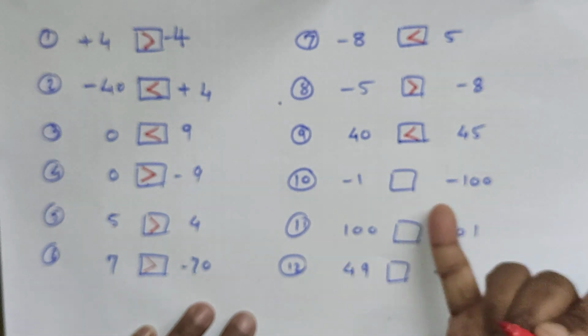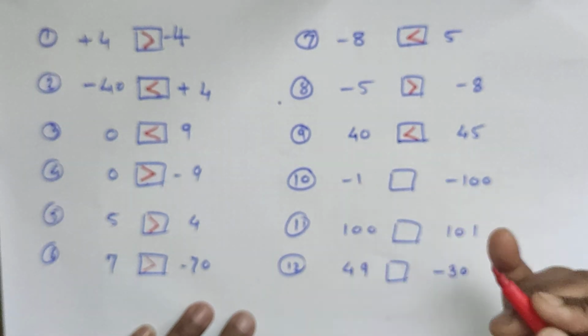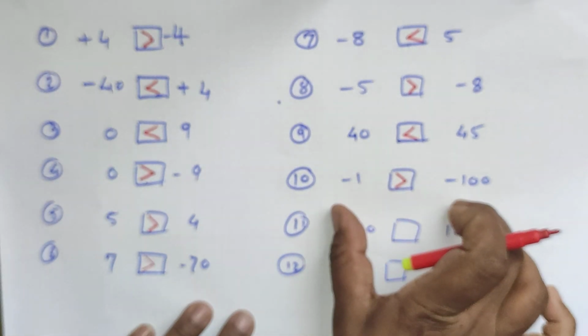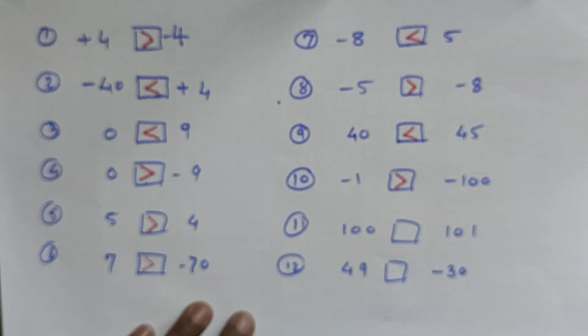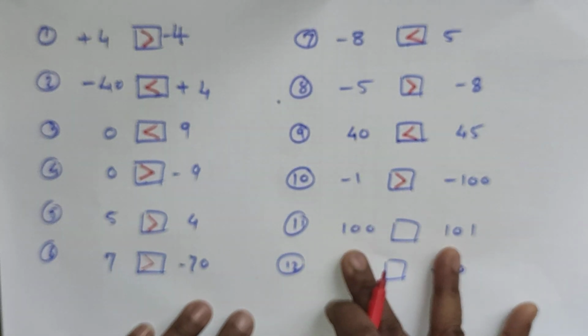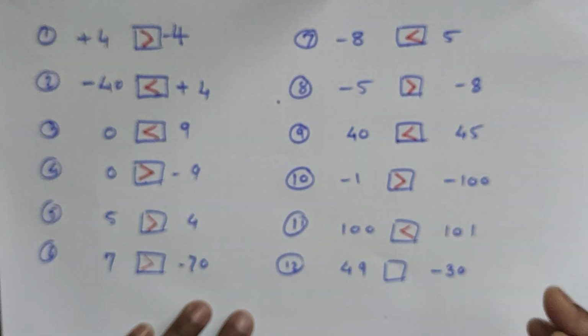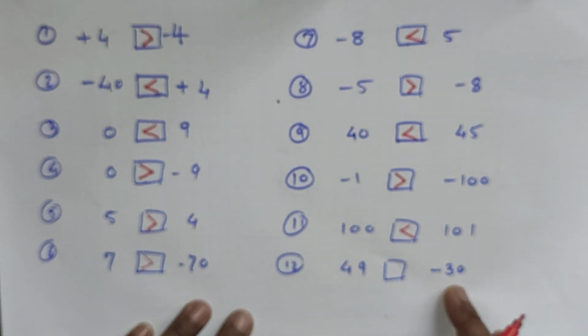If you compare these two numbers, minus 1 and minus 100, then minus 1 is greater than minus 100, because both are negative, and when both are negative the smaller number is greater. Here 100 and 101, both are positive, so the greater the number, the greater it is. And in this example 49 is greater than minus 30 because it is positive and the other is negative.